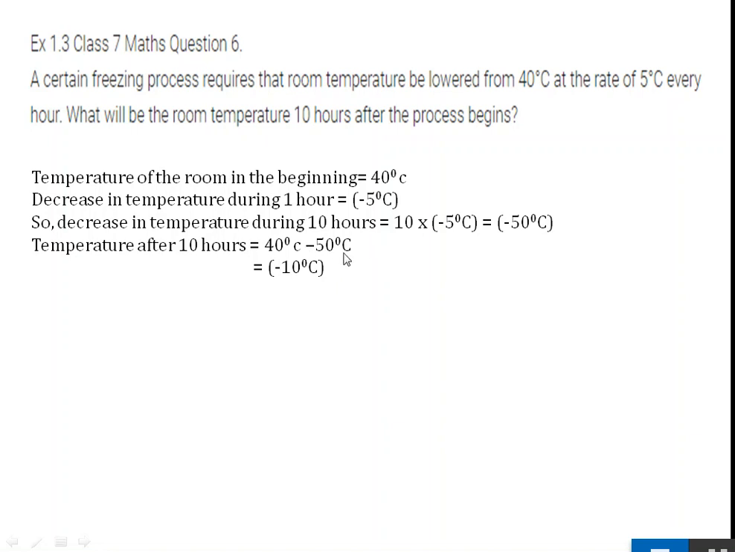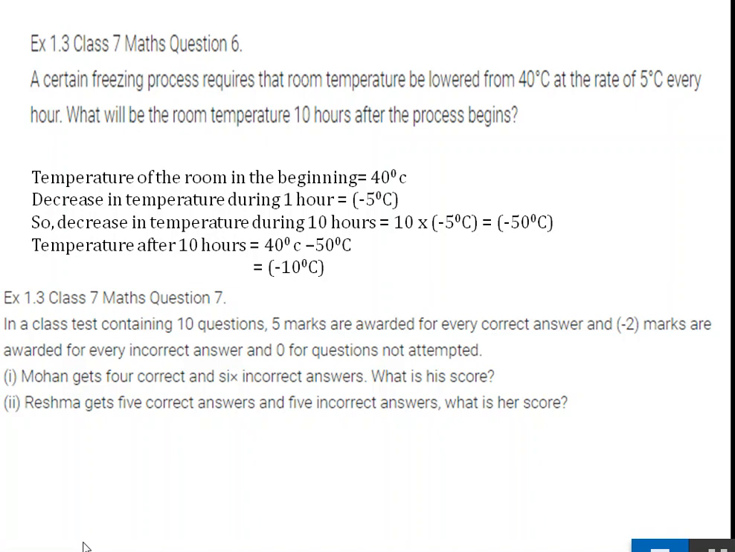Where does this minus 50 degrees Celsius come from? Because the temperature of the room is decreasing. Decreasing means you should put the negative sign. Is that clear? 40 minus 50, that is negative 10 degrees Celsius. Okay. Next question.